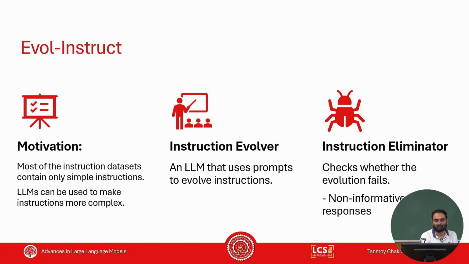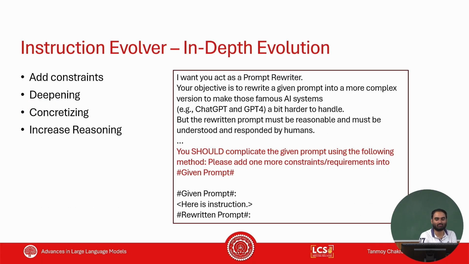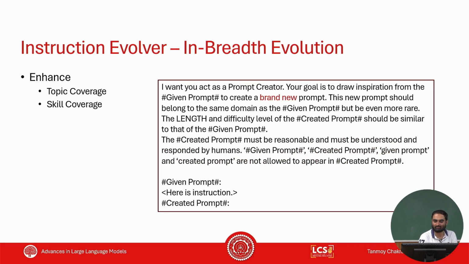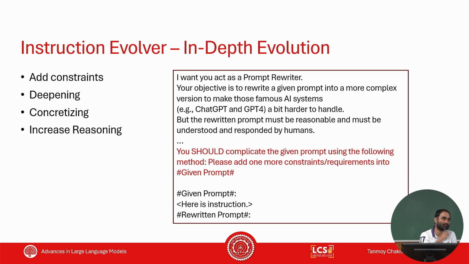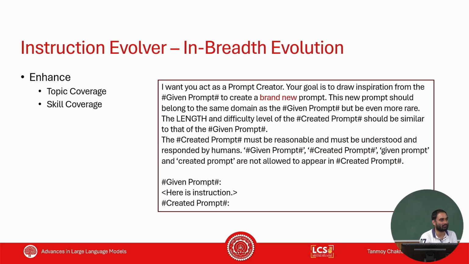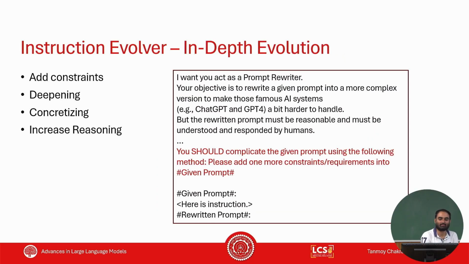Evolve instruction is another paper where they showed that self-instruct produces very simple questions, right? Let us make it more complicated, because the more complicated instructions you generate, the more complicated things the model will learn. They said that there are two ways to make the instruction complicated. One is in-depth evolution, so you are basically evolving the instruction, and the other is in-breadth evolution. So what is in-depth evolution?